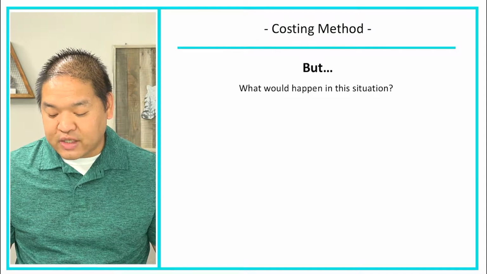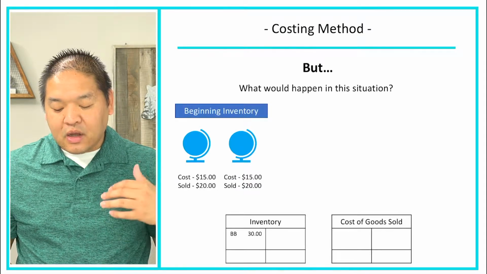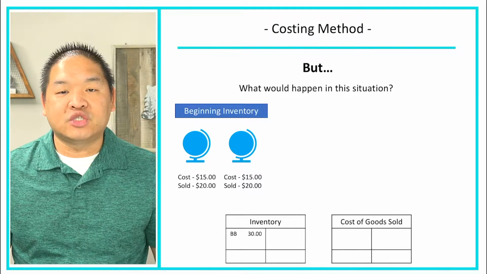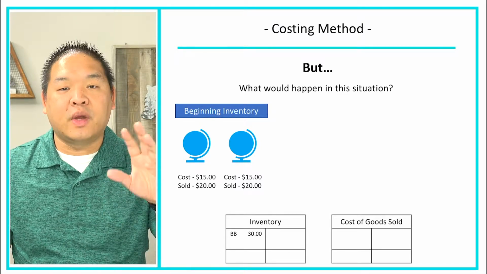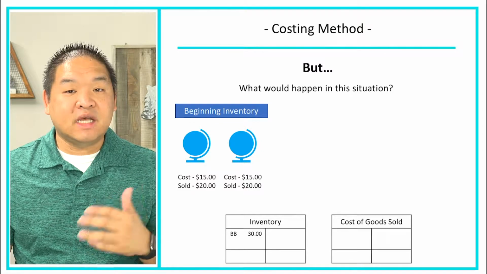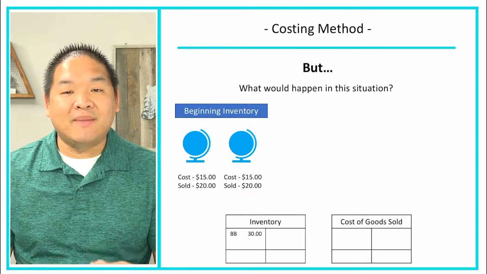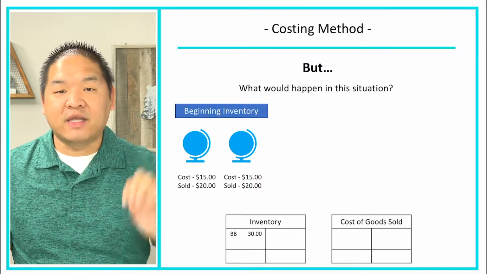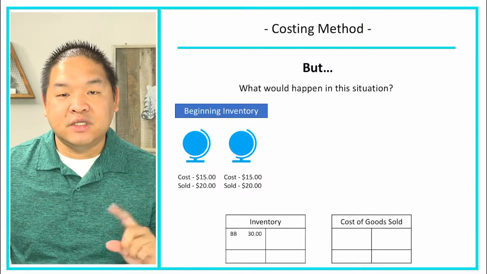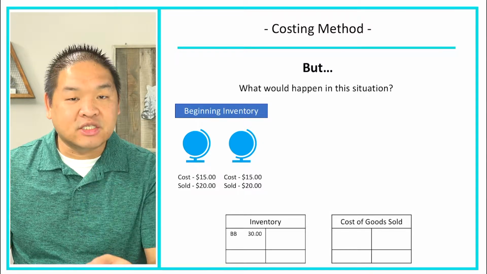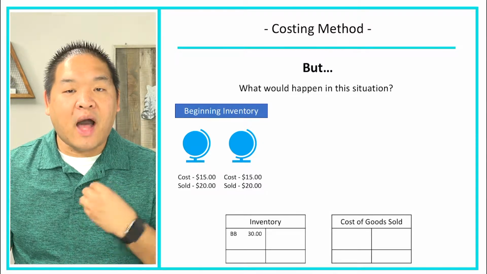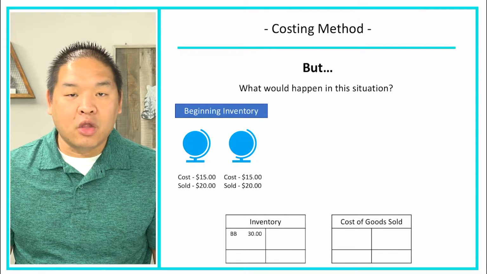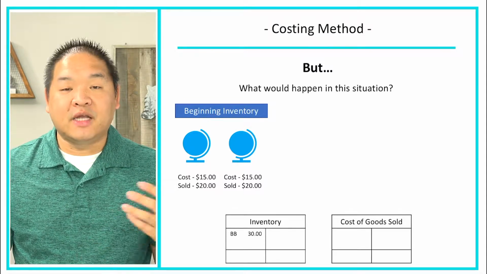Okay, so here's a situation. Let's say we have 2 globes in our inventory at the start of the year, and they're on my shelf and ready to be sold. But the problem is I sell more than 2 a month, so obviously I'm going to need to go and buy more. The 2 globes that I have on my shelf originally cost me $15 each, and I sell them to my customers for $20. Now I go out to my vendor and say, hey, we're going to need to buy 4 more because I'm running low on this inventory in my store.